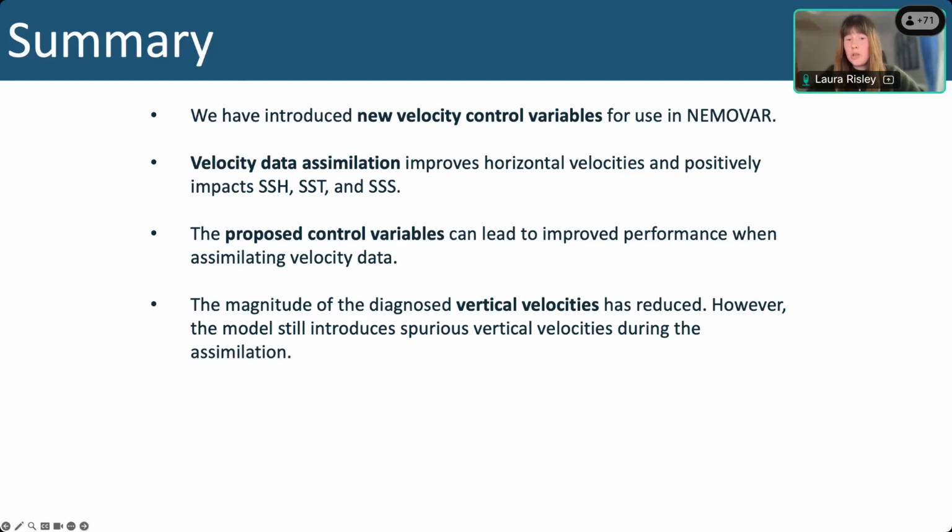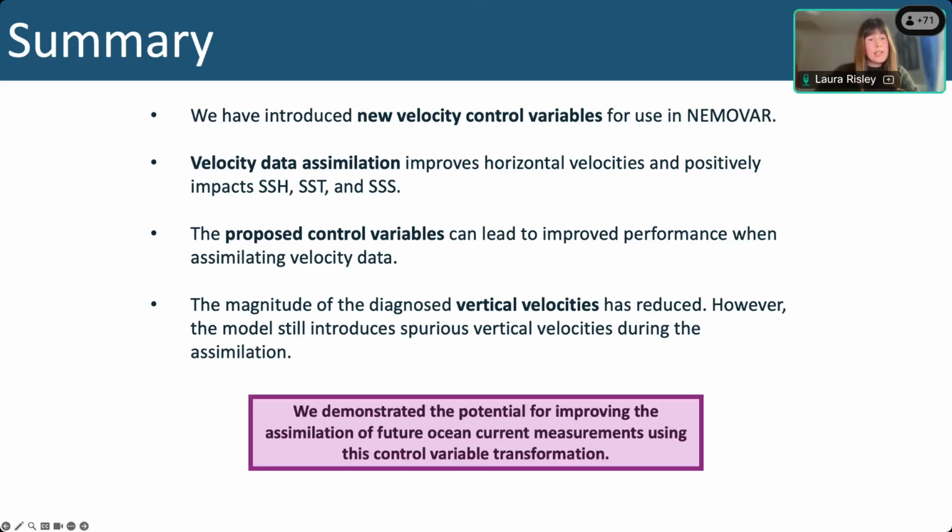Now, our proposed control variables do seem to reduce the magnitude of the diagnosed vertical velocity increments, but the model is still introducing these spurious vertical velocities during the assimilation, indicating that the balance component of the vertical velocities is playing a dominant role in determining the total vertical velocity magnitude. And so further work is needed to improve this as part of the NEMOVAR balance operator. So we've demonstrated the potential for improving the assimilation of future ocean current measurements using our proposed control variable transform. And thank you so much for listening.